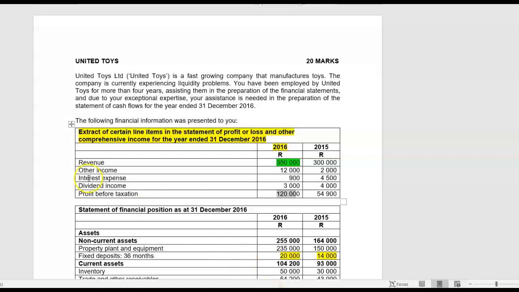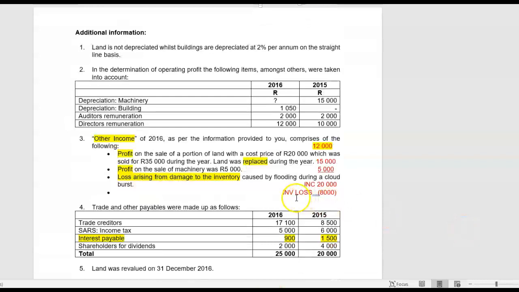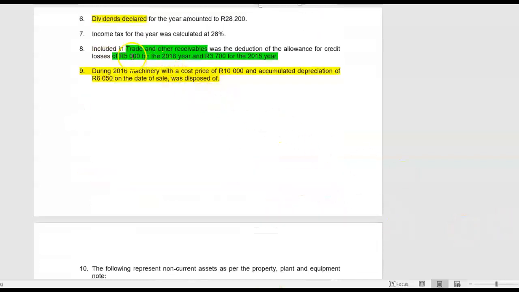Going back to your question, we have just dealt with trade and other receivables. And we've seen that in trade and other receivables, there was an allowance for credit losses. And we saw that that allowance for credit losses has actually increased from 3,700 Rand in the 2015 year to 5,000 Rand in this year. So clearly there was a movement. The movement that took place was obviously 1,300 Rand.